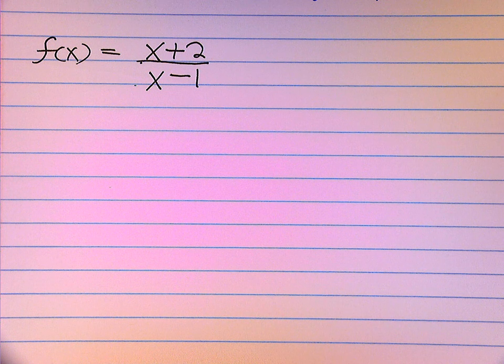Okay, we're going to put everything we know together to help us graph this rational function properly. First thing I'm going to do is talk about the horizontal and vertical asymptotes. Let's start with the vertical asymptote.